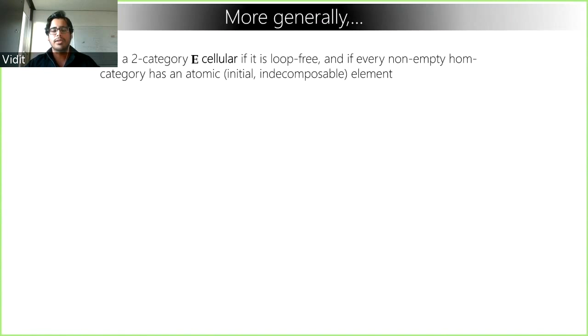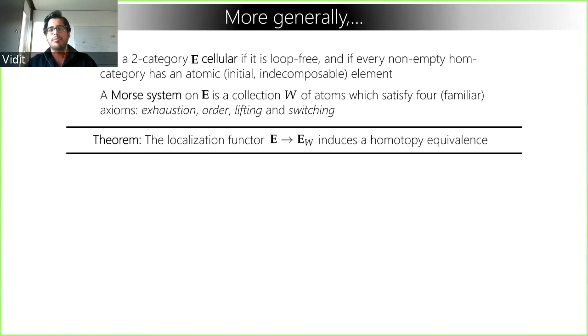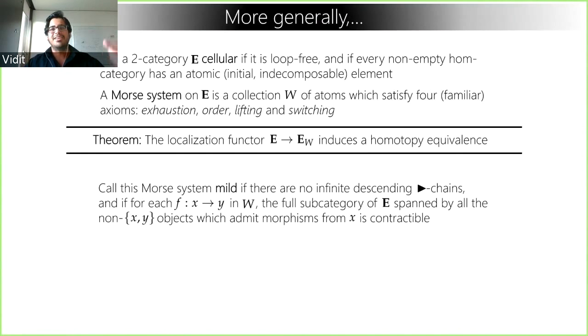So more generally, we didn't really need a cell complex. You can do this in a very general way, and I'll tell you why. For just any two category, if every non-empty space of morphisms has an initial atomic element, so the minimal element that does not factor into anything else, and a collection of its one morphisms that satisfies those four axioms, including the lifting and switching axiom, is called a Morse system. And then this localization functor, it's the same proof as I just gave you for cell complexes, induces a homotopy equivalence. And if certain more technical cellular-like conditions are satisfied, then so does the inclusion of the unpaired things.